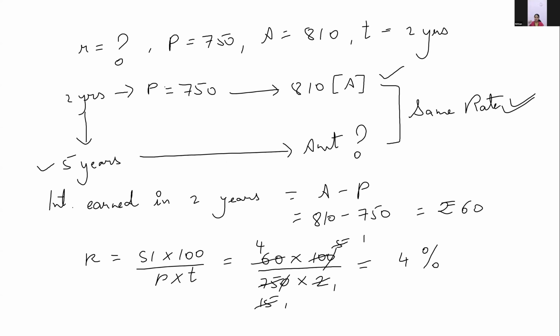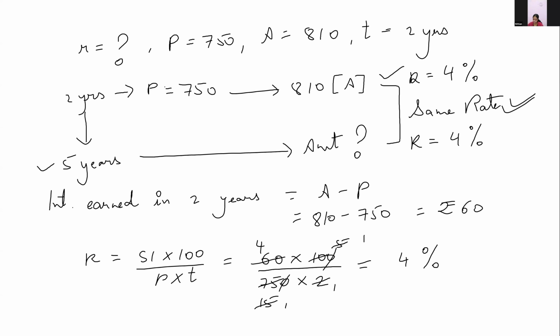Now it's saying same rate. So same rate we're going to use and same principal, same rate for 5 years, not 2 years. So here rate will be 4%, and it says the same rate, so for 5 years also, rate will be 4%. Now we will calculate the interest for 5 years.